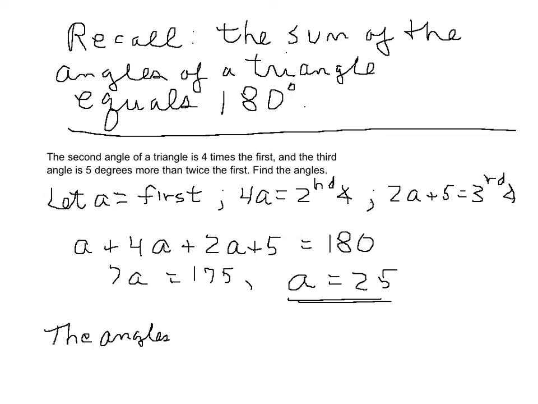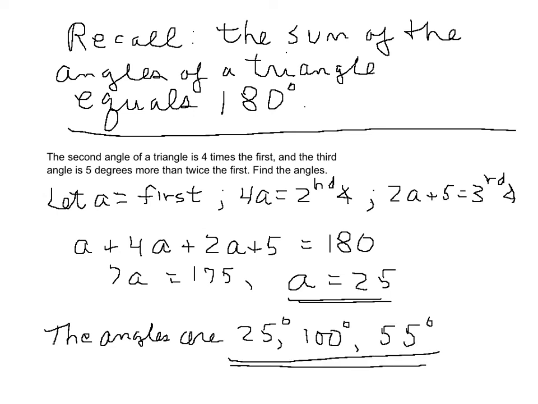So therefore, what I need to write is the angles are, okay, the first one is 25. The second angle, remember, is 4 times the first. So the second angle is 100 degrees. And what's the third one? 2 times the first plus 5. Well, 2 times the first is 50, and 5 is 55. And so there we go. And check it out. They will add up to 180, and they satisfy the relations given. Kind of fun.